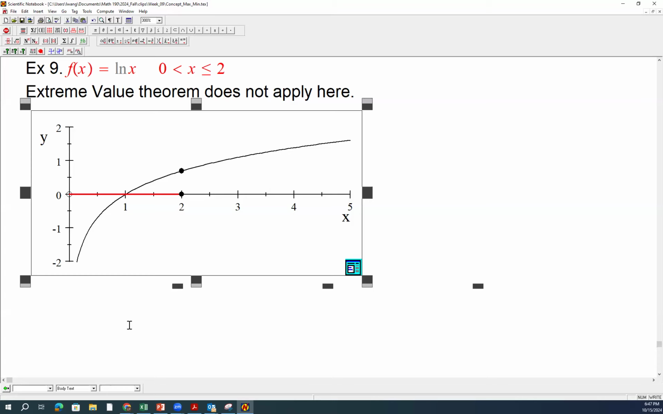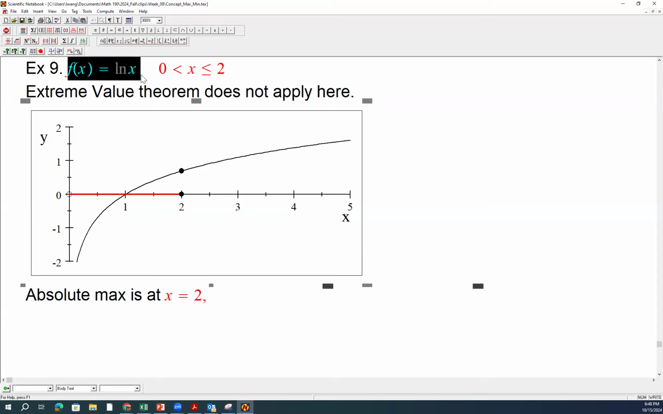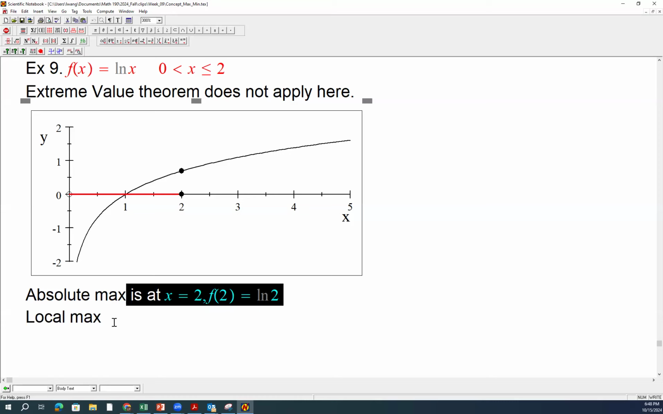And we do not have a local min because the curve is increasing, right? Keep going up. But we do have absolute max, okay? So absolute max on the interval is at x equals 2. At x equals 2, f of 2, the absolute max value is ln 2. Done, right? And of course, this is also local max. Absolute max is local max.